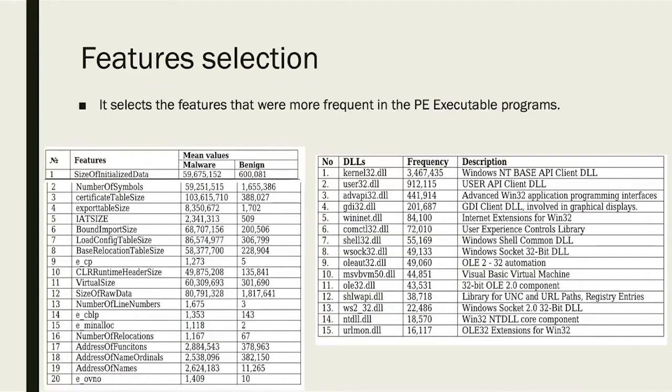In this study, the features are selected by how frequent they are in the malicious programs. And here we can see that kernel32.dll is very frequent because that's a library that malicious programs use to take control of the computer mainly. Another that we see is user32.dll, and size of initial data, which can be used to create files.